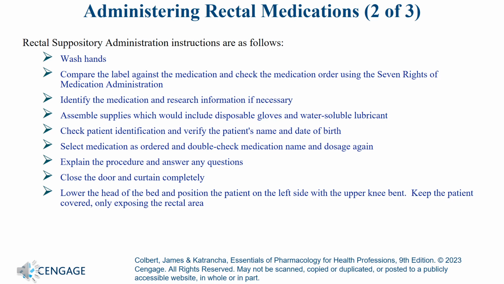We want to make sure that we assemble our supplies, which will be some disposable gloves and water-soluble lubricant. You want to check the patient identification and verify the patient's name and date of birth. You want to make sure we have the right person. You want to select the medication as ordered and double check medication name and dosage again. You want to explain the procedure and answer any questions that the patient may have. Close the door and curtain completely. You want to lower the head of the bed and position the patient on the left side with the upper knee bent. Keep the patient covered, only exposing the rectal area.